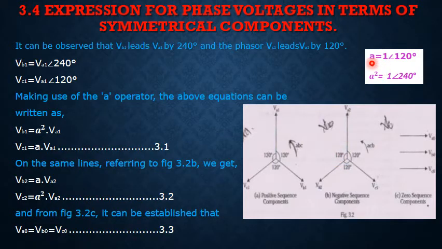So for 120 degrees having a magnitude of 1, the notation we are going to use was a. So VB2 will be equal to what? a into VA2. Similarly, VC2 is leading with respect to VA2 by how much? 240 degrees. So for 240, what is the notation we are going to use? a square. So further it is simplified: VC2 is equal to a square into VA2.